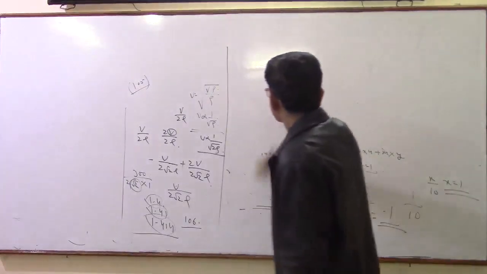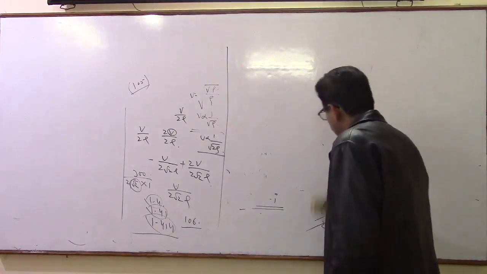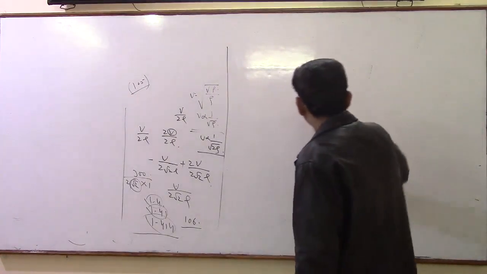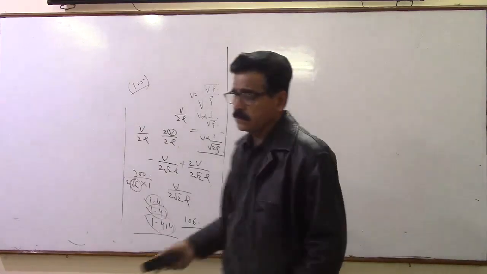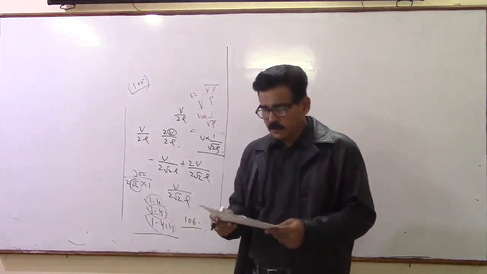I would not say the question is wrong. The root 2 thing is causing a problem, so they should have specified that everybody should take root 2 as 1.41 or 1.414, so that there is no error.